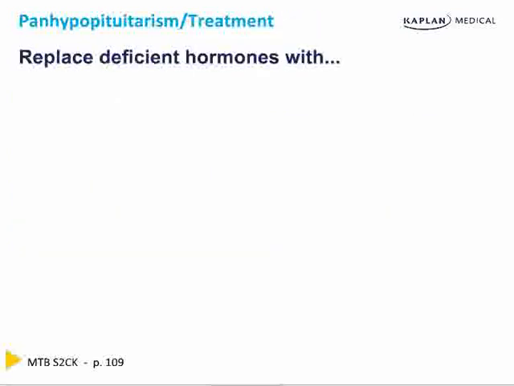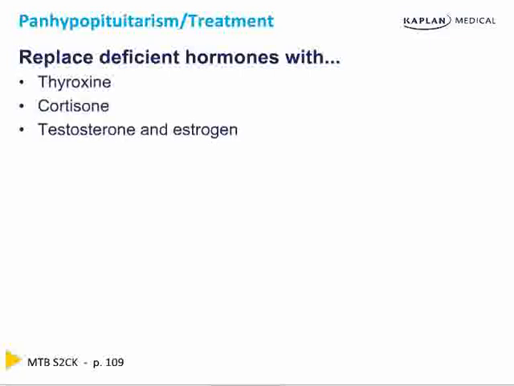You replace deficient hormones with thyroxine, cortisol, and sex hormones. These are the ones that are most essential, and they're given in order of most absolutely essential. Thyroxine is by far the most absolutely essential. You don't have to replace growth hormone in adults because growth hormone is just one of the stress hormone systems.